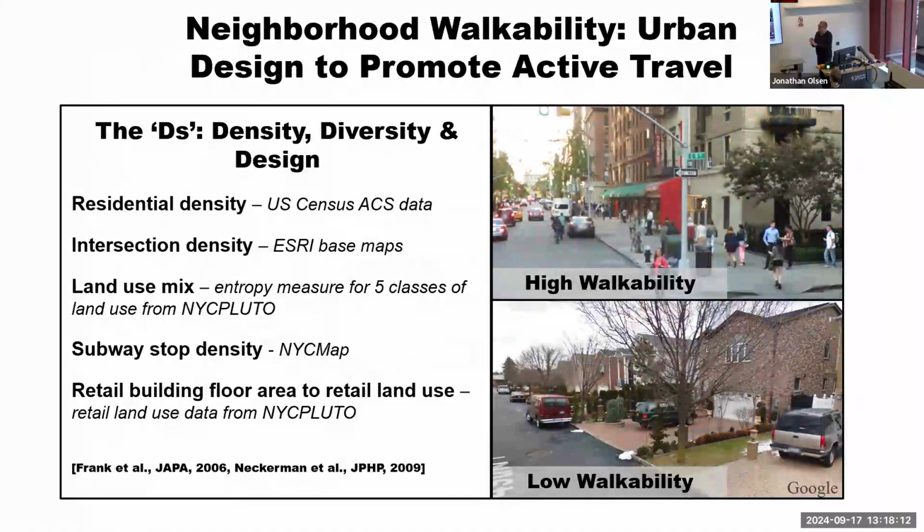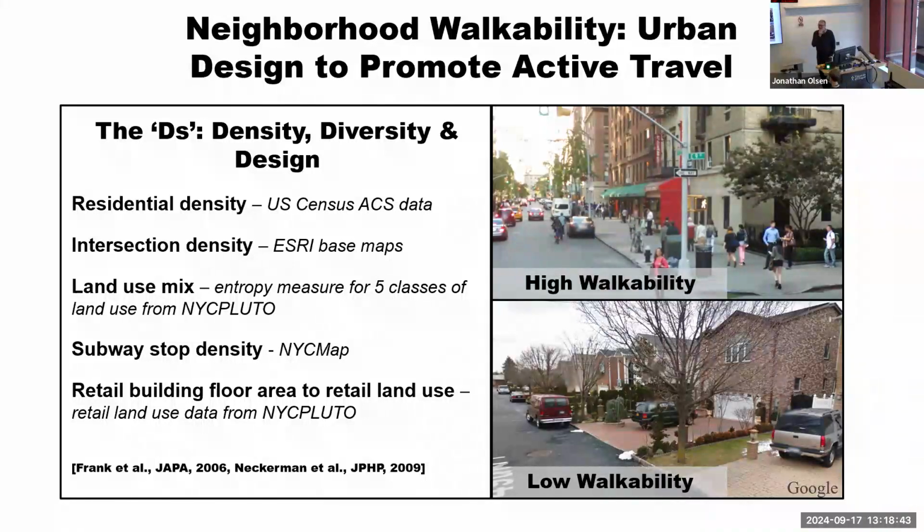So I spent a lot of time working on this concept of neighborhood walkability, and this concept has come out of the urban design literature and been transported over to public health. So urban designers in the US talk about the D variables: density, diversity, and design. And some of these D variables are residential density, intersection density, land use mix, subway stop density, or transit density.